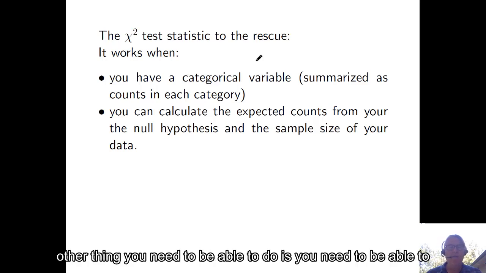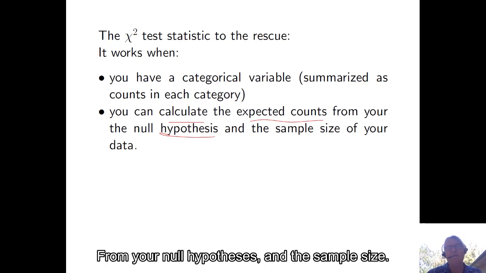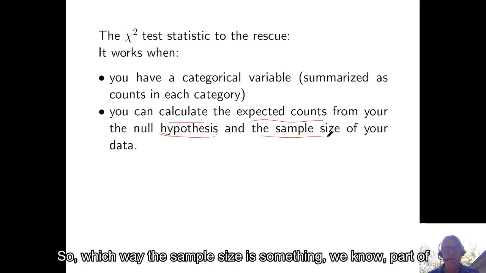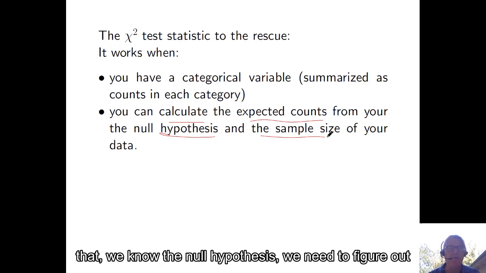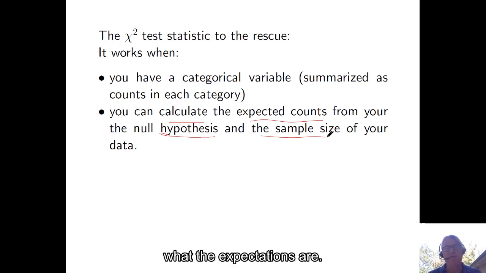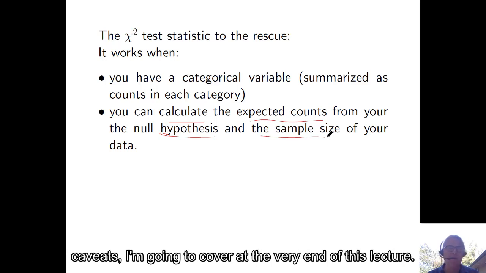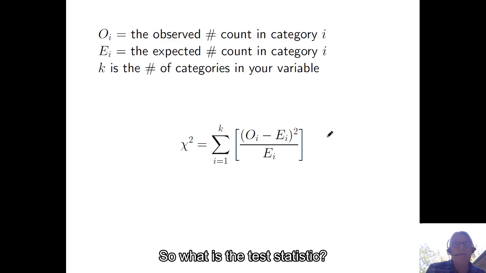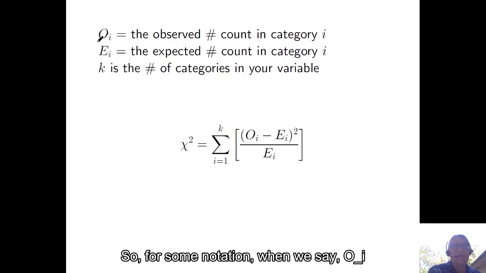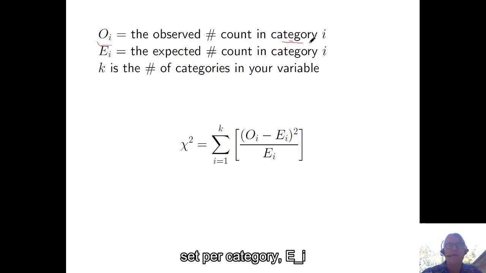And then the other thing you need to be able to do is calculate the expected counts from your null hypothesis and the sample size. So we treat the sample size as something we know, part of the study design. And so we know the null hypothesis, we need to figure out what the expectations are. And if we can do that, then we can apply this chi-square test. There are some more caveats I'm going to cover at the very end of this lecture. So what is the test statistic? First, some notation. When we say O sub i, that's the observed counts in our data set for category i.